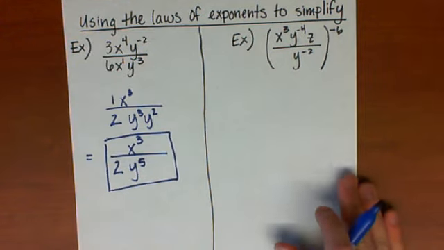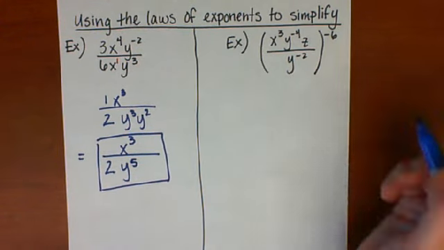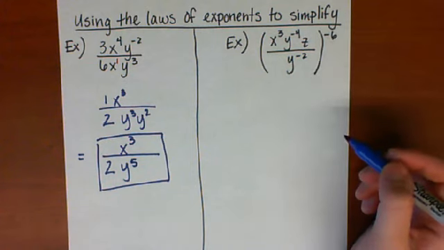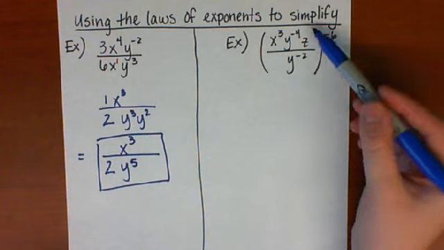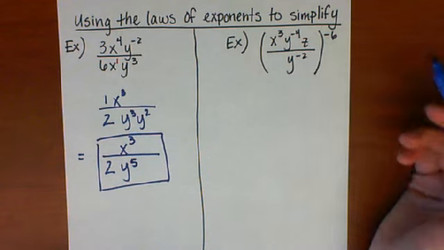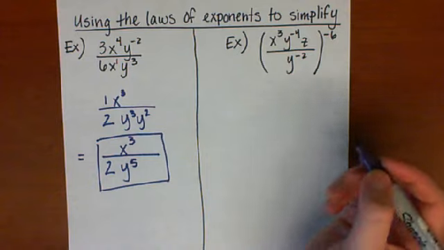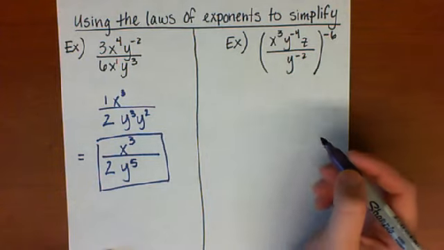Alright, now let's take a look at the other one. Now we notice here with this one we have this exponent out here on the side. What I'm going to do is simplify the inside first and then deal with this exponent on the outside. So I'm simply going to look at this inside all by itself first and kind of ignore this negative 6 out there.